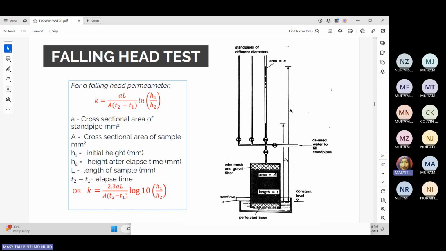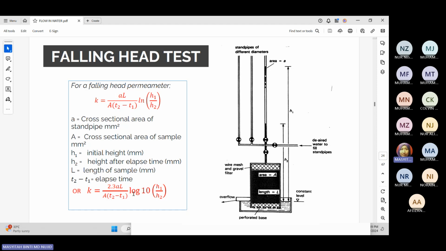So if you look here, length of sample from this one to this side, and then T2 to T1 is the elapsed time. So you can put it into this formula. If you don't use ln, you can use log 10. So what's the difference with log 10? It will have a coefficient, which is 2.3.